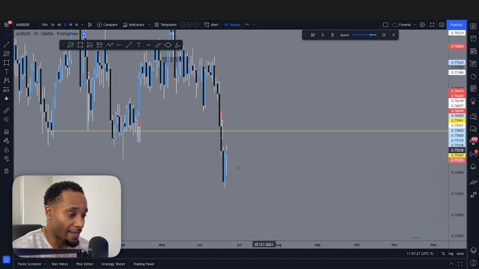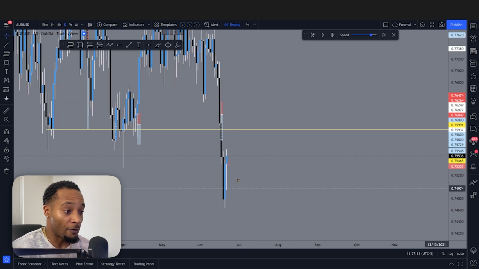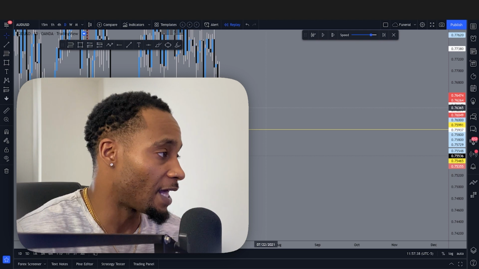And if we look at the daily time frame, we can see that we are starting to make our way back up to this line. So a retest of this broken structure is imminent. That is highly likely to happen.